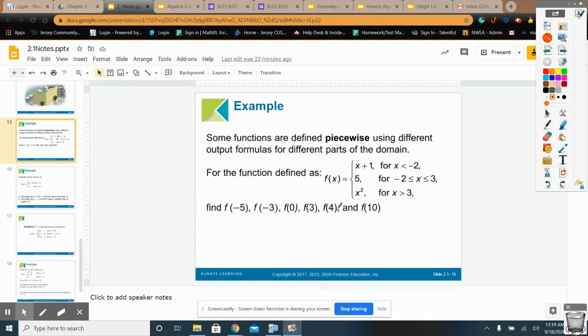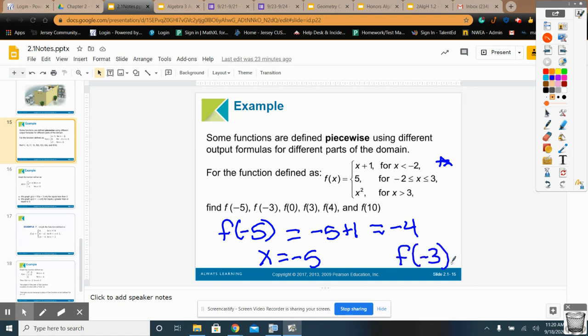So when they're asking you to find all these values, they're saying f of -5. That means x is -5. What is the machine going to do? Well, where is -5? -5 is less than -2, so it's going to take -5 plus 1, and it will give me -4. When I do f of -3, where does that fit in? That would also be in this first region, which would be -3 plus 1, which is -2.